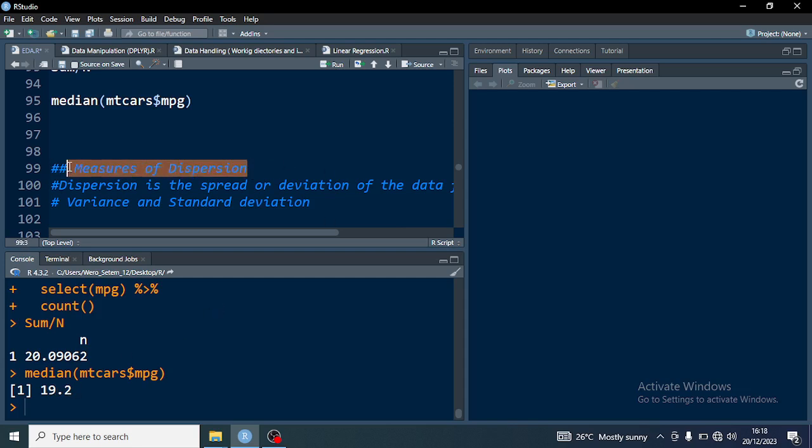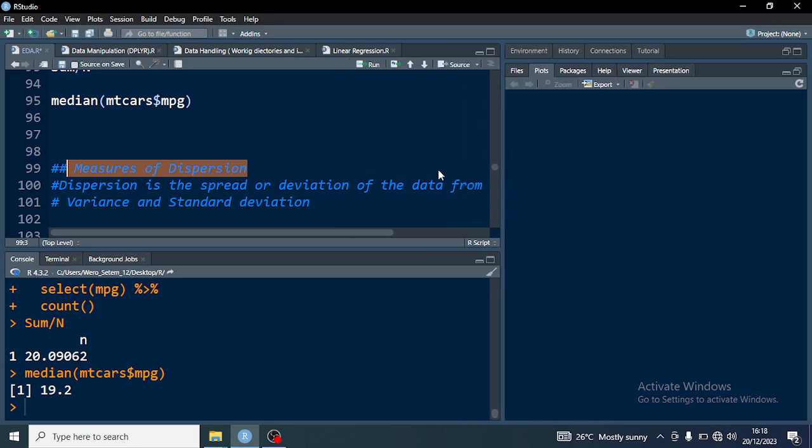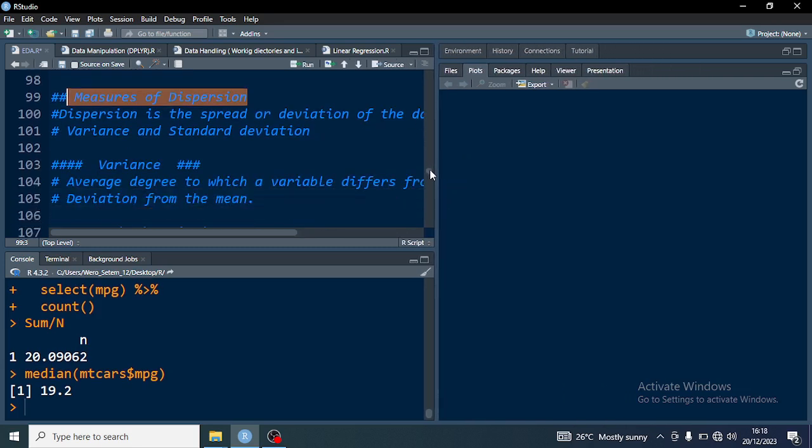Let's look at the measures of dispersion. Dispersion is the spread or the deviation of the data from its average. It's the spread, or the deviation of a data set from its mean or average position. So we look at variance and standard deviation. Variance is the average degree to which a variable deviates from its average, that is, by how much a certain value deviates from its mean.